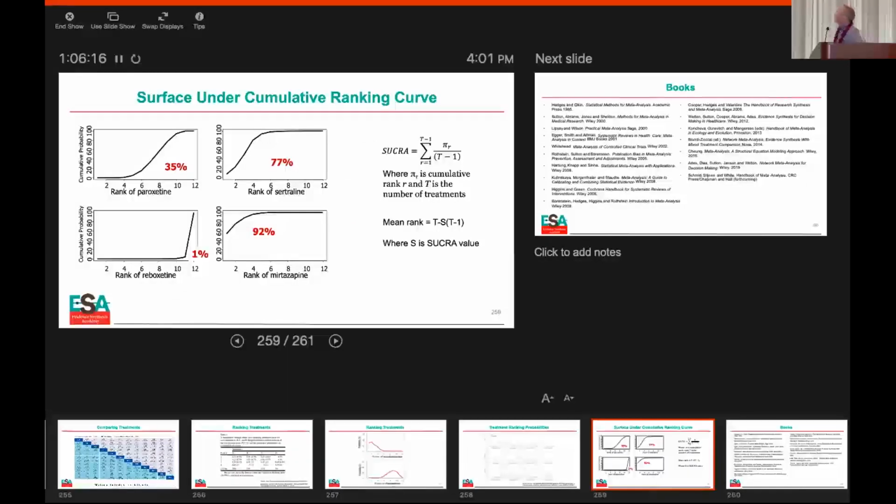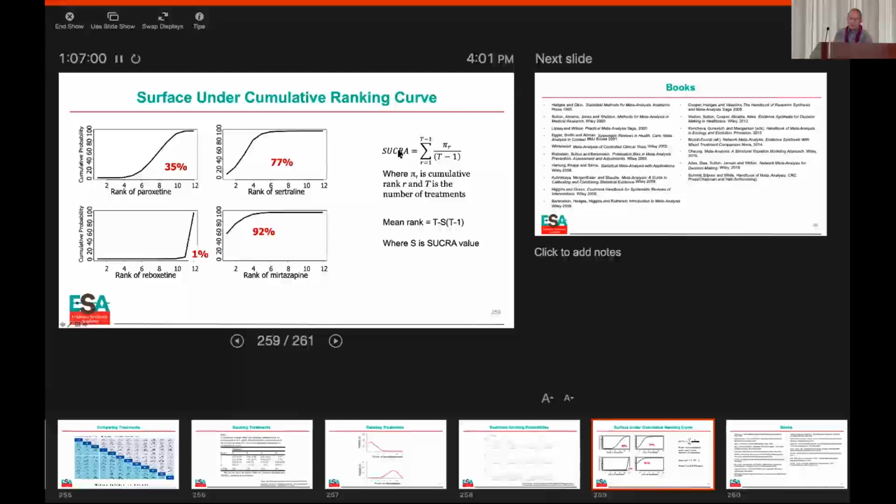And then if you take all these ranks and you accumulate them, this is the cumulative ranking curve. What this means is that there's about a 60% probability that paroxetine is ranked in the top 8, and there's about a 40% probability that it's ranked in the top 7. The area under the curve here is 0.35 or 35%, and the area under the curve here is 0.77. Treatments that have a much higher area under the curve are much better because they tend to rank toward the bottom rather than toward the top, whereas reboxetine has a very bad rank because it's almost always last.